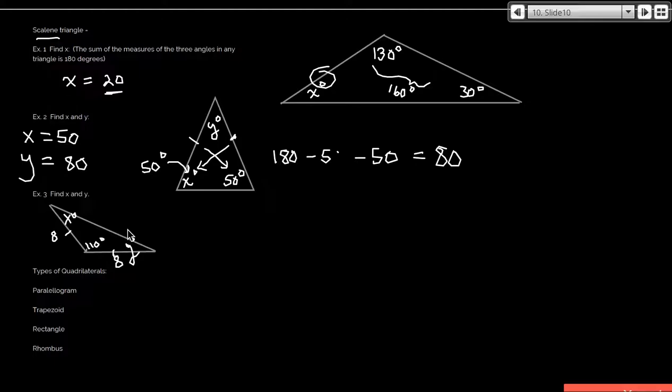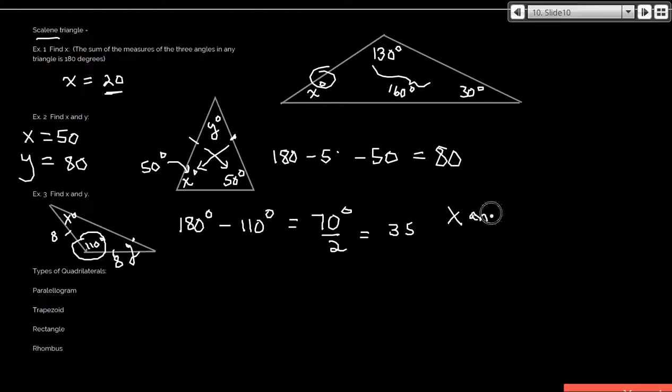So x and y have to be the same. So we know that there's 110 degrees already taken. So we're going to take 180 degrees minus 110 degrees, and we're going to have 70 degrees left over. Now x and y are the same, so we're going to share it between the two. So I'm going to divide it by 2, and so we're going to get 35. So x and y equal 35. And that's how you do those.